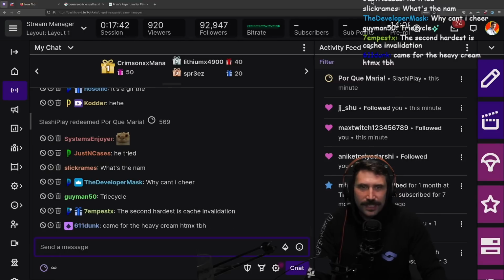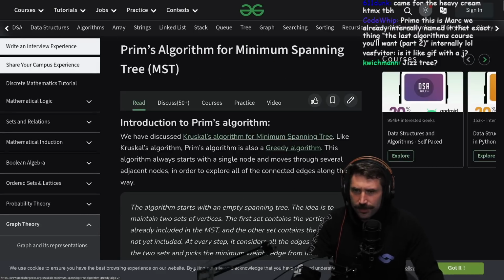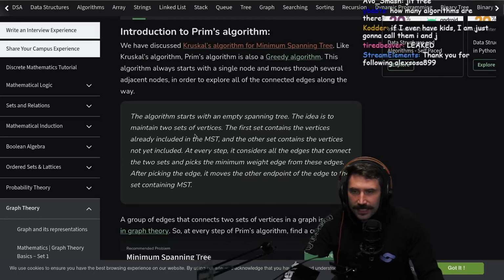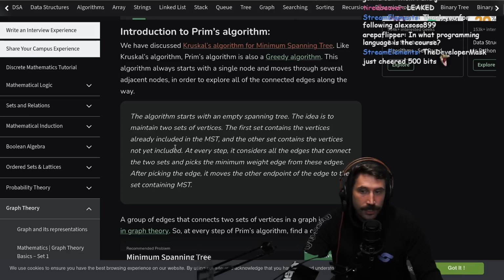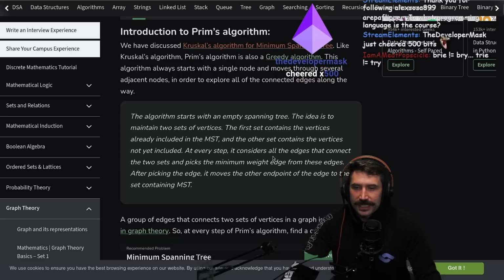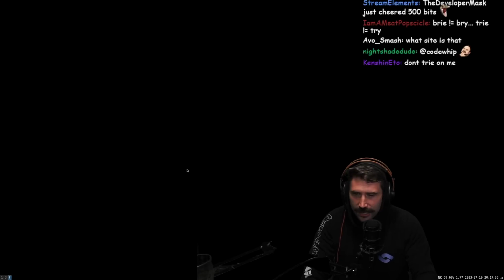Okay, anyways, let's keep on going. Should we start with Kruskal's? The algorithm starts with an empty spanning tree. The idea is to maintain 2 sets of vertices. The first set contains the vertices already included in the MST, the minimum spanning tree, which is empty because there's no minimum spanning tree yet. And the other set contains the vertices not yet included. Since this is a greedy algorithm, one can just make a guess right off the rip, right?